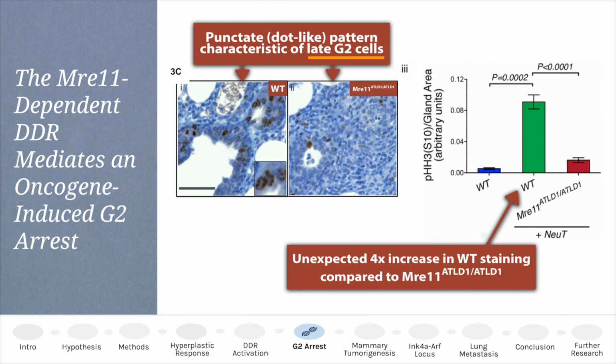rather than mitotic cells. Additionally, there was an unexpected four-fold increase in PHH3S10 staining in wild-type hyperplasias compared to Mre11 mutated hyperplasias, suggesting that there is a cell regulation error in these mutated hyperplasias when oncogenes have been activated. The speculation is that because the Mre11 complex is mutated, cells are not arresting in the late G2 phase, which would be indicated by PHH3S10 staining. These data suggest that oncogene activation contributes to an increase in PHH3S10 staining in wild-type cells, but lacks in mutated hyperplasias due to Mre11 malfunctions.